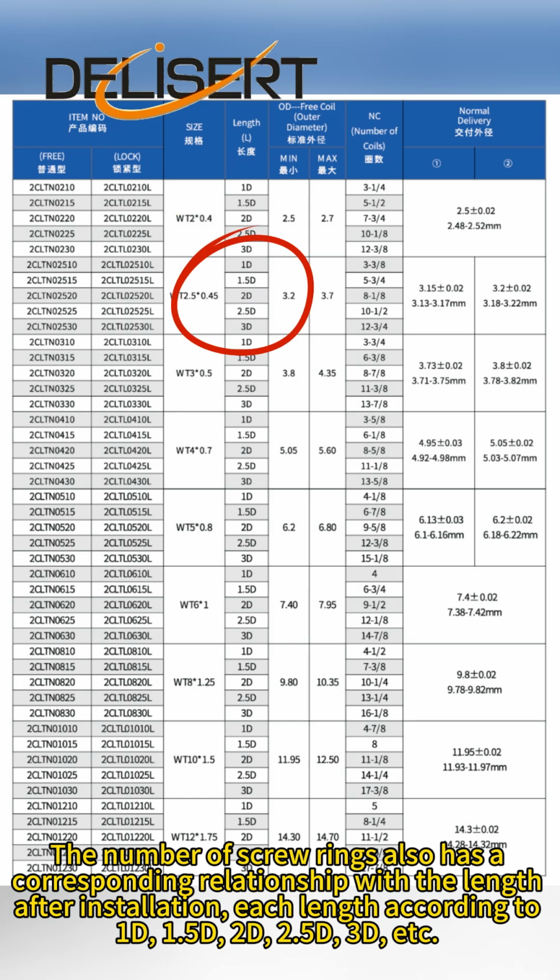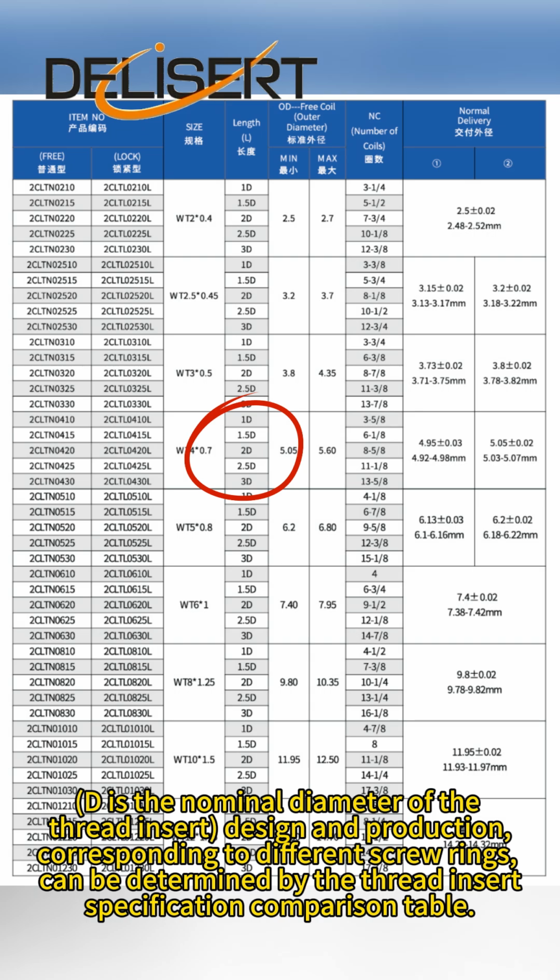Each length is according to 1D, 1.5D, 2D, 2.5D, 3D, etc., where D is the nominal diameter of the thread insert design and production. Corresponding to different screw rings, this can be determined by the thread insert specification comparison table.